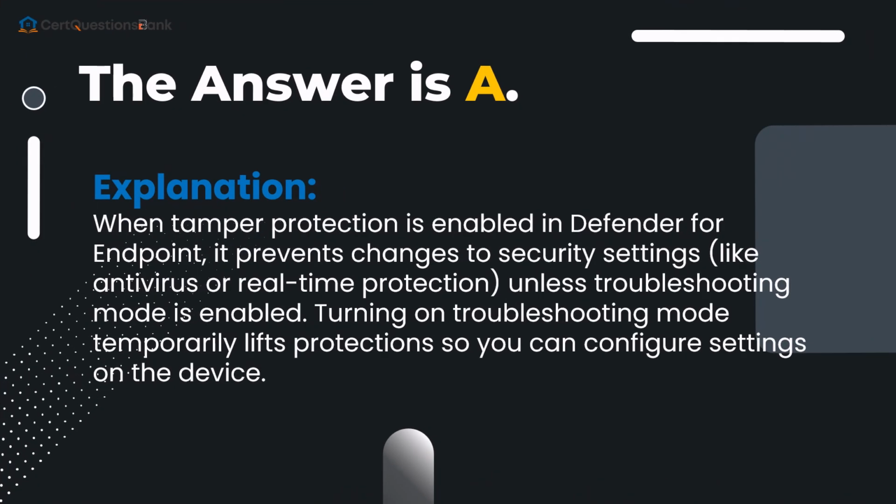The answer is A. When tamper protection is enabled in Defender for Endpoint, it prevents changes to security settings, like antivirus or real-time protection, unless troubleshooting mode is enabled. Turning on troubleshooting mode temporarily lifts protections so you can configure settings on the device.